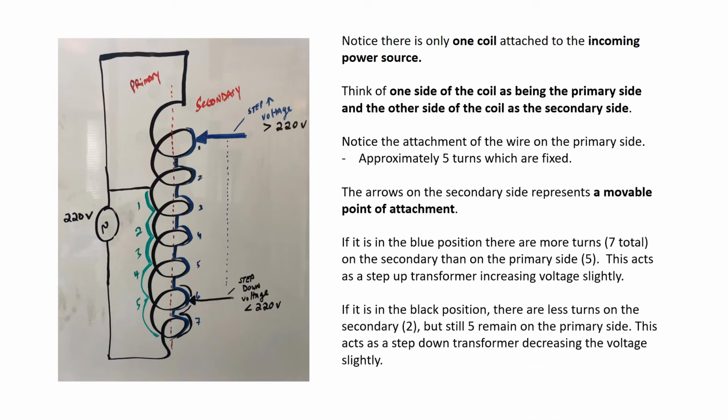And if it's in the black position down at the bottom, there are fewer turns on the secondary, only 2 turns now tapped off. But 5 still remain on the primary side. This acts as a step-down transformer, decreasing the voltage slightly. So I hope that makes sense. Remember, on the secondary side, a movable point of contact allows you to tap off more or fewer coils. The primary side is going to have a fixed number. This is going to allow you to change that incoming voltage.